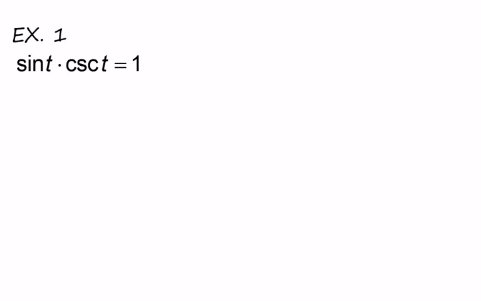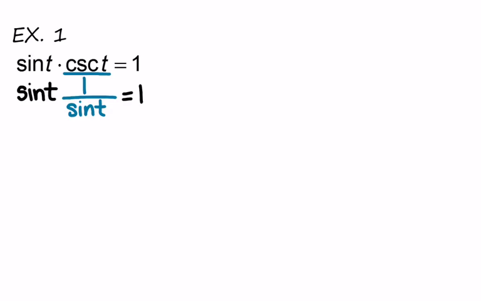So example 1, we have sine t times cosecant t equals 1. What I'm going to do is change cosecant t to something that I know it's equal to. I'm going to leave the sine t, and I know that cosecant t is equal to 1 over sine t. Everything else in the equation is going to stay the same. I'm going to keep the equals 1 because I know that's what my answer is supposed to be in the end.